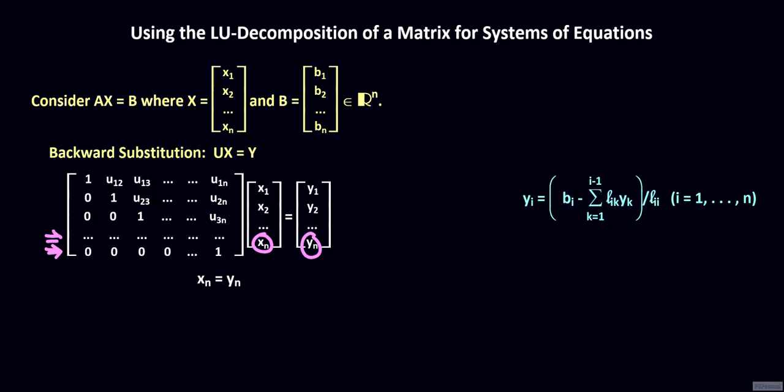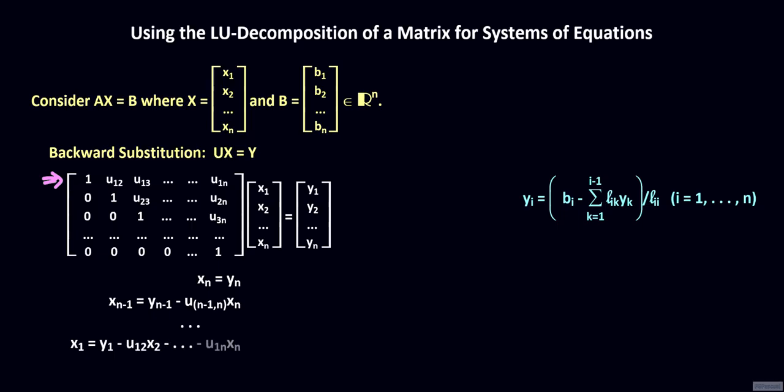In the second to the last equation, we find that 1 times x sub n minus 1 plus u sub n minus 1 n times x sub n equals y sub n minus 1. So that x sub n minus 1 equals y sub n minus 1 minus u sub n minus 1 n times x sub n. The viewer can check as an exercise that from the first row, x sub 1 should be equal to y sub 1 minus u sub 1 2 times x sub 2 all the way up to minus u sub 1 n times x sub n.